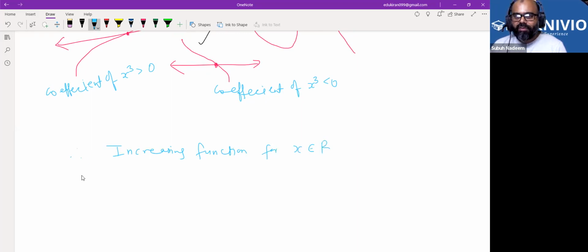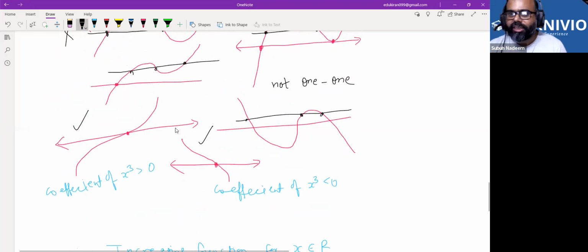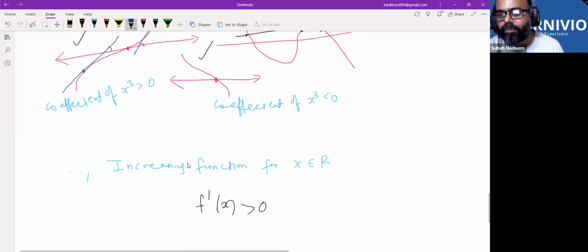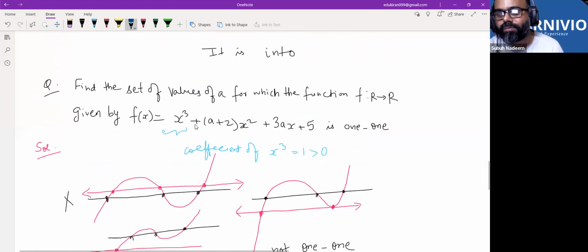This is our analysis. Now, if a function is an increasing function, then its derivative is always positive. That is the slope of the tangent. Derivative is the slope of the tangent. You will study more about it in application of derivatives. Here you will draw a tangent. It will make an acute angle. Similarly, here you will draw a tangent. It will make an acute angle. So everywhere the tangent is making an acute angle. So the slope is positive. f dash x is greater than 0.